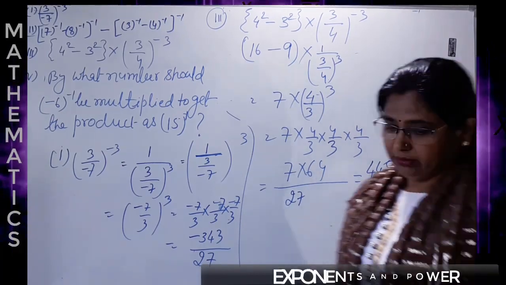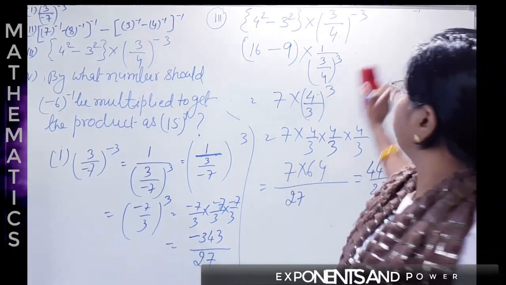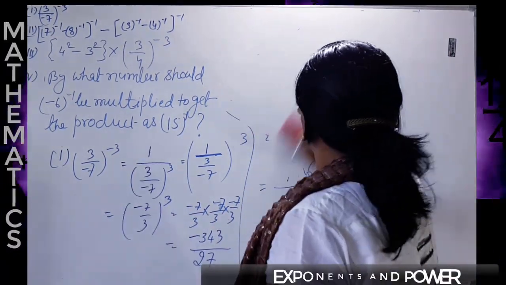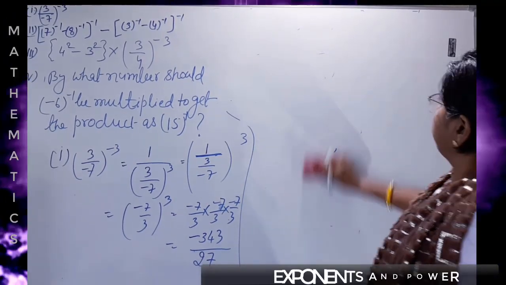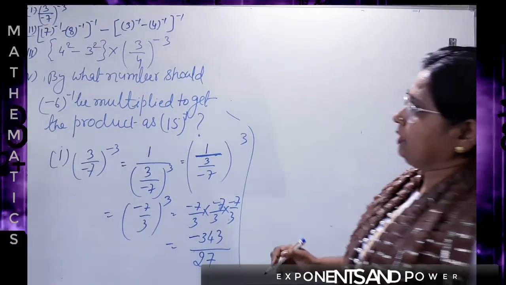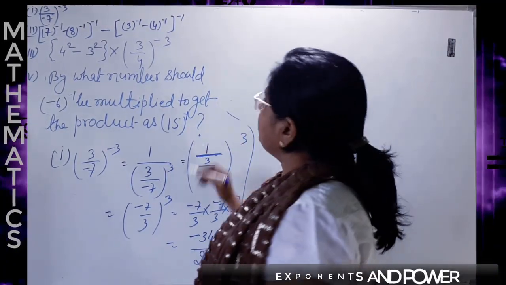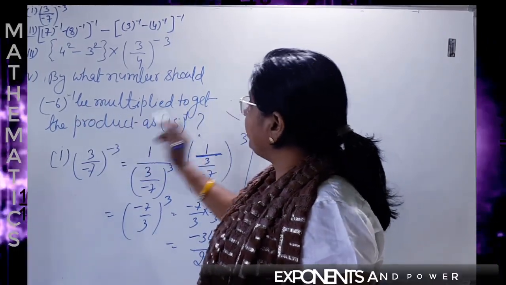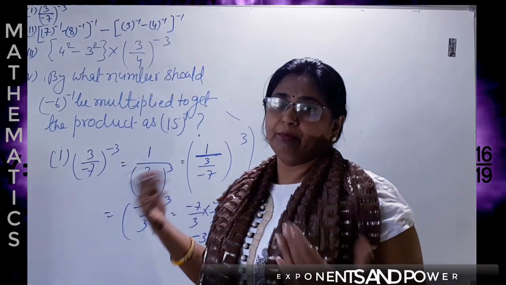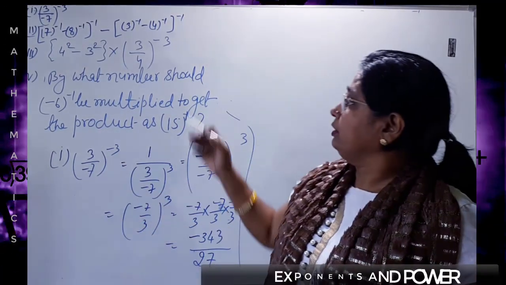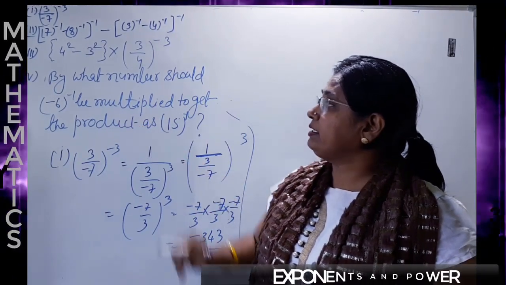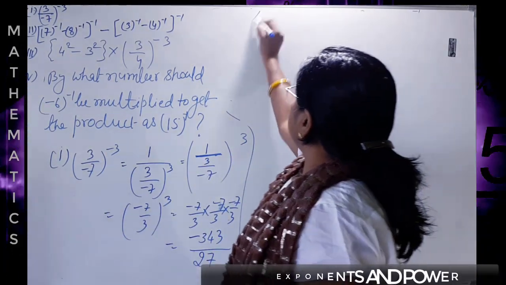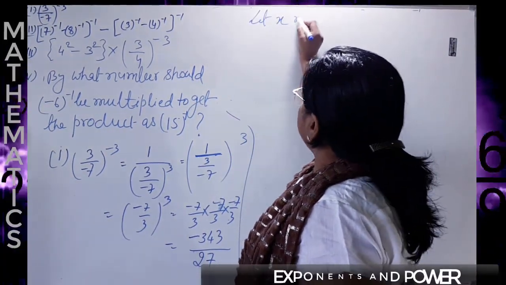Now fourth number, I am going to explain fourth number. Try to understand, all of you. Once read the question. What is given? By what number should minus 6 to the power minus 1 be multiplied to get the product 15 to the power minus 1? Let the number be x.